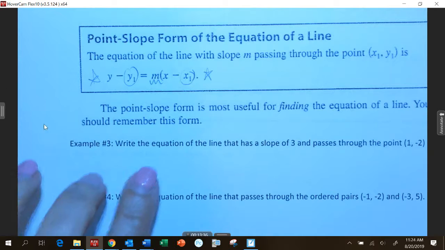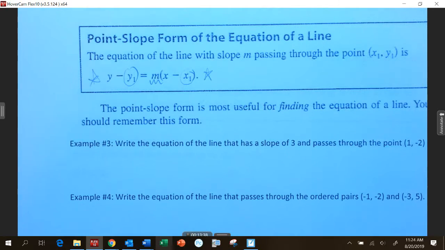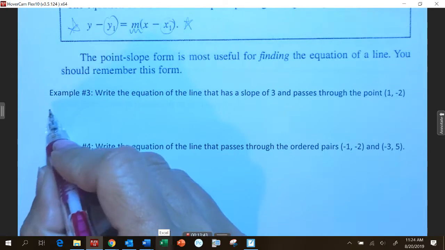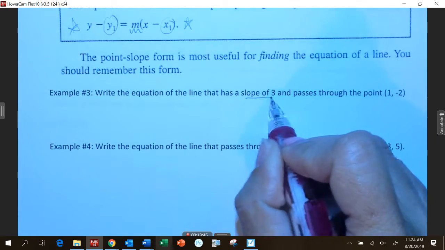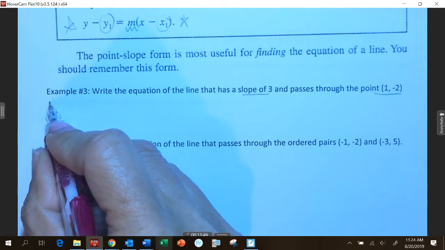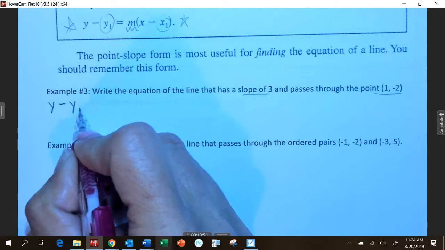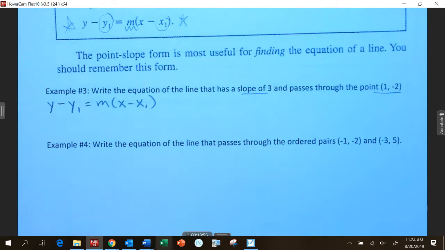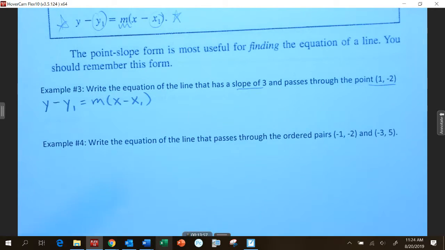Number 3, write the equation of the line that has a slope of 3 and passes through the point (1, -2). I have a point and I have a slope. That means point slope form. My point slope formula: y minus y1 equals m times x minus x1. So I'm memorizing it as I write it many, many times.